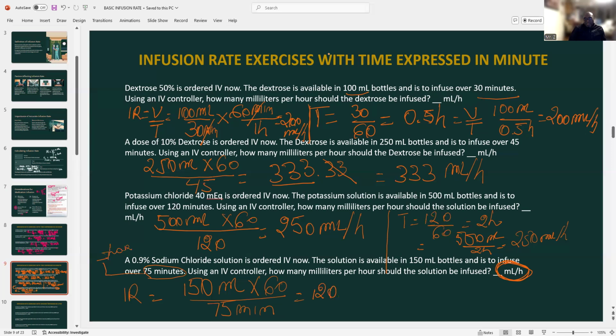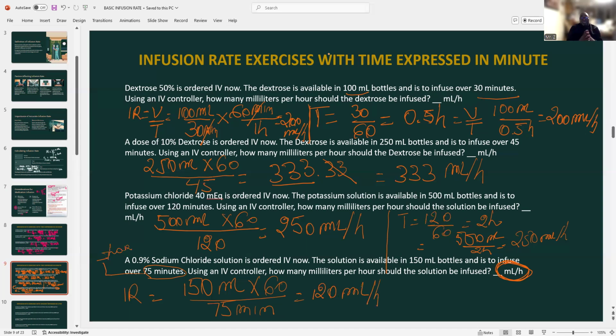120 milliliter per hour. So you have to be very careful, dear friend, because sometimes you will find your exercise asking you to solve for infusion rate, but your time is not in hours. Remember, infusion rate is milliliter per hour, volume must be in milliliter, and your time must be in hours.